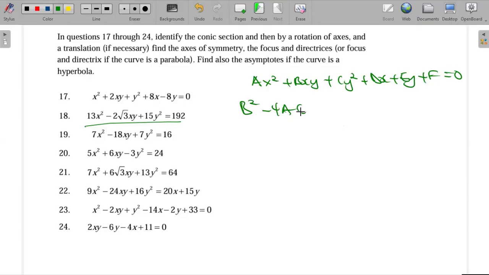If it gives you something less than 0, then the conic section you're dealing with is an ellipse, a circle, or just a point. Then if this gives you a value greater than 0, it means you're dealing with a hyperbola, or two intersecting lines, which are just degenerate hyperbolas. That's if it's greater than 0.